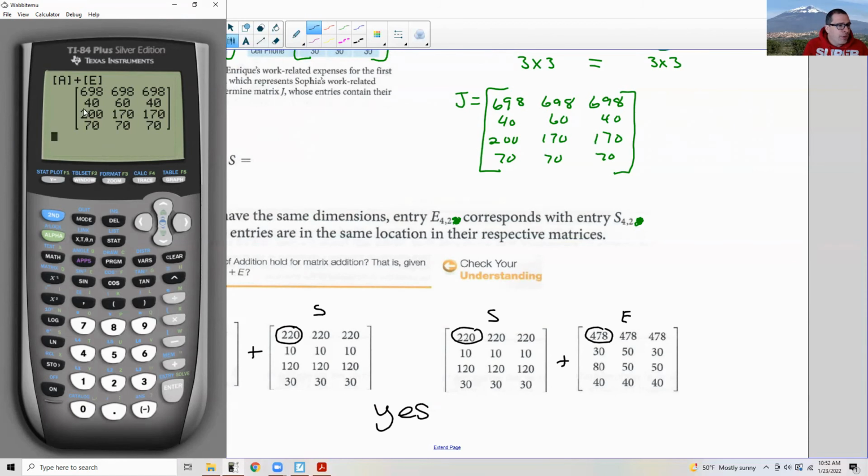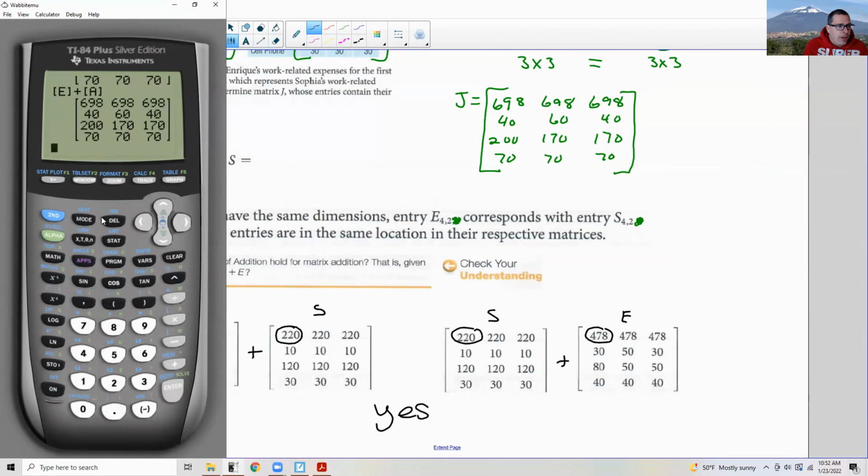Now I'm going to prove to you that matrix addition is commutative. I'm going to do it backwards. Second matrix, I'm going to take 5 and add it to second matrix 1, E plus A, and I hit enter, and it also gave me the same values as the other way around.